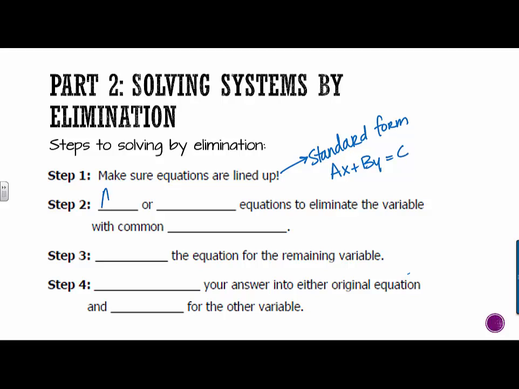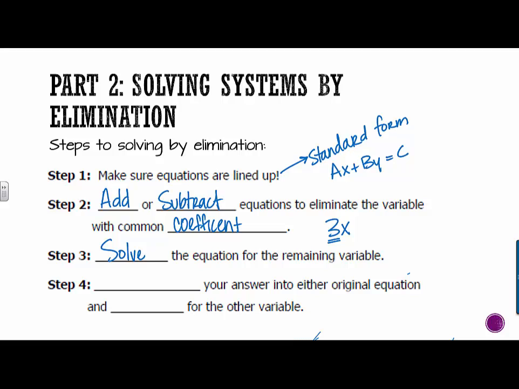And then what you're going to do is either add or subtract the equations to eliminate the variable with a common coefficient. Remember, coefficients are the numbers in front of the variables. So this number here is your coefficient. And then you're going to solve for the remaining variable.